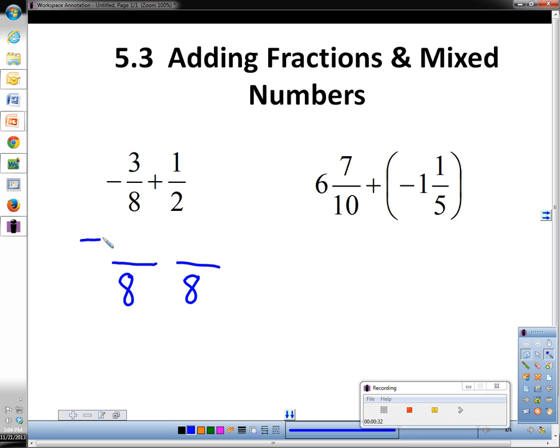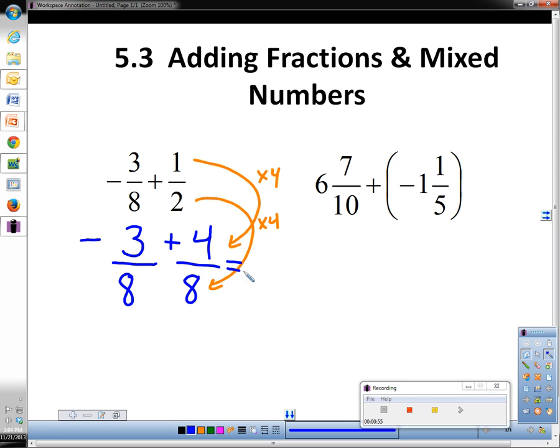I'm going to bring our operations up to the numerator since that's where we use them. Since I didn't change the denominator in this first fraction, I don't change the numerator. In the second fraction, we took the denominator times 4 to get to 8. So we have to do the same thing to our numerator. We have to take 1 times 4. 1 times 4 is 4.